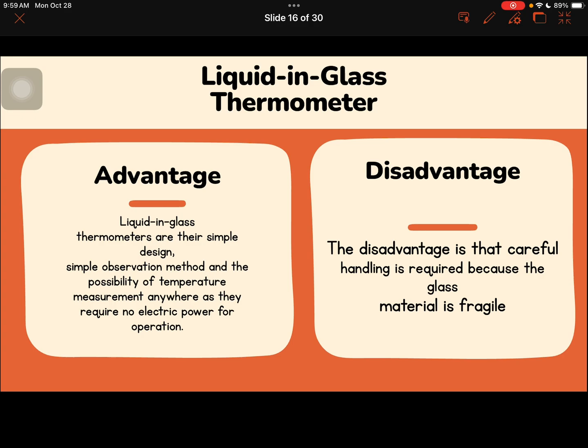However, the disadvantage is that since liquid in glass thermometer uses glass, which is actually fragile, pag po nalaglag, nabasag, at na-expose ka po sa mercury, magiging dangerous po siya sa health ng mga na-expose nito. So I hope na marunong po tayo mag-handle ng ating mga laboratory equipment, lalo na po pag meron pong mga poisonous na chemicals or elements, especially mercury, no?